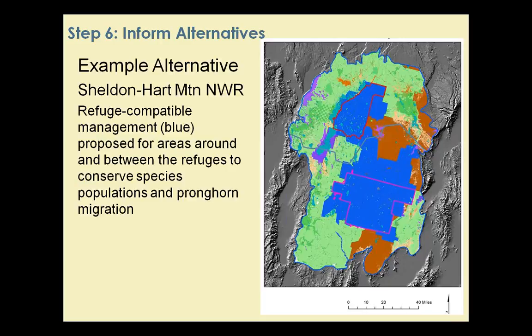And so here's an example back at Sheldon Hart. Under this proposal, all this area that used to be brown of horse grazing, there's now a proposal for compatible management. Doesn't mean expanding the refuge, but compatible management on these lands to increase the goal retention for resources. In particular, things like the antelope populations for which these refuges were established by Congress actually migrate between these. So trying to establish a compatible managed migration corridor is one important objective.